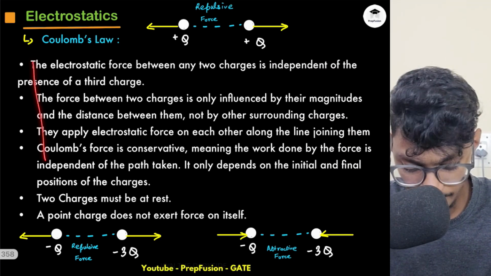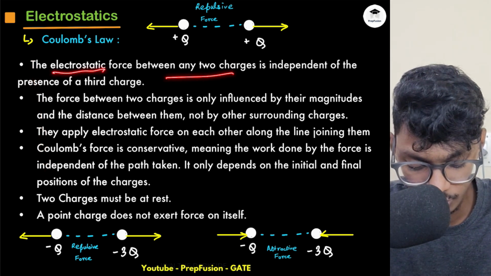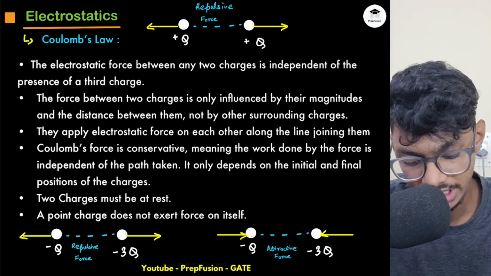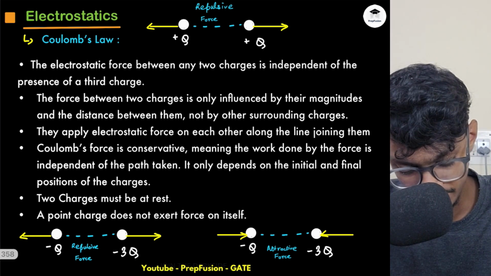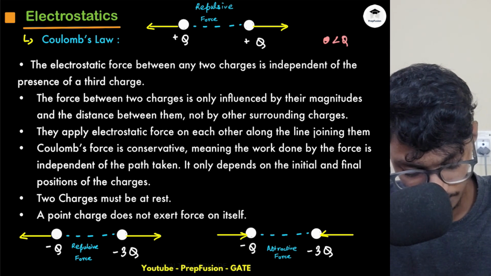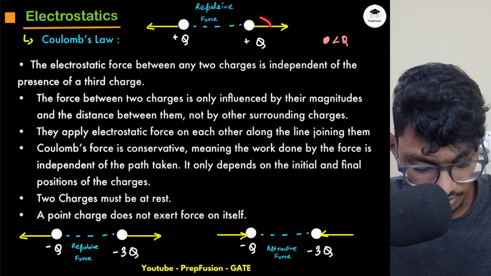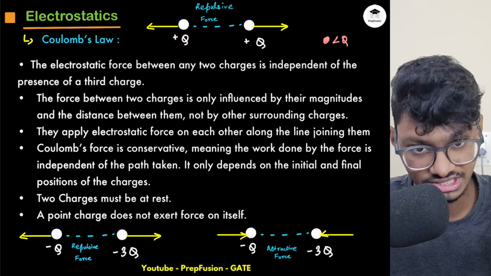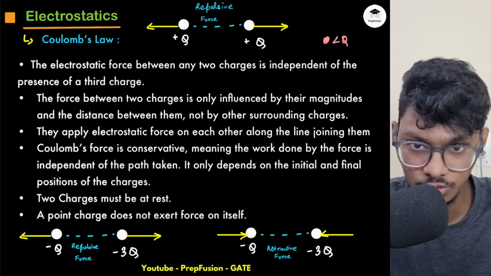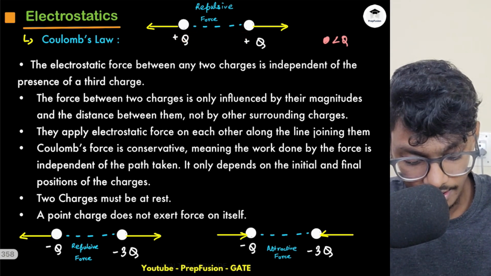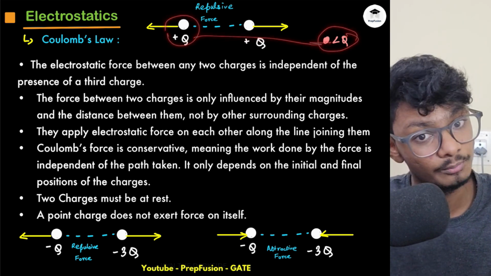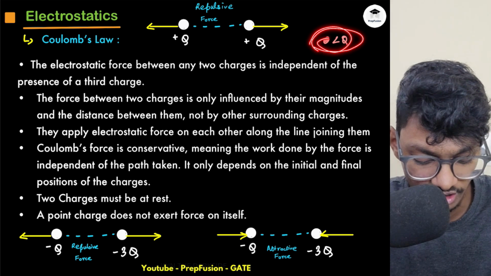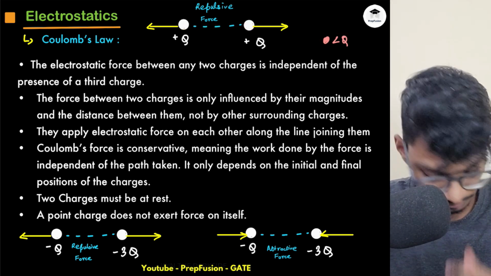Okay, so Coulomb's law summary: the electrostatic force between two charges is independent of the presence of a third charge. A few important points you should know: if I place a third charge here, let's say plus 2q, the force between these two charges will not change. This will still be q squared by r squared. The third charge will create a force on this charge, but it will not affect the force between these two charges. Very important point.